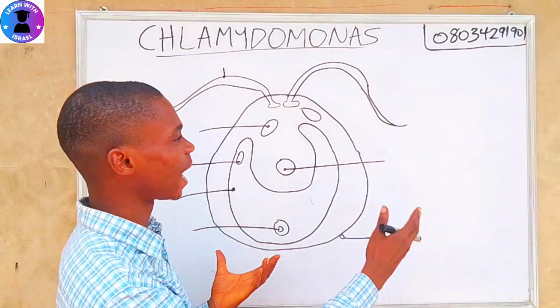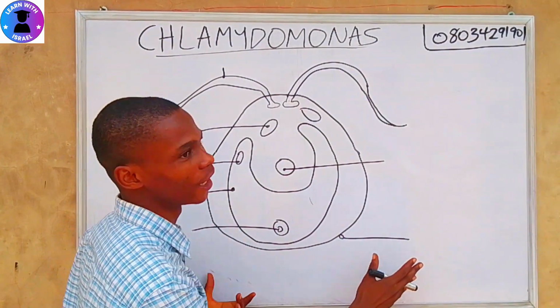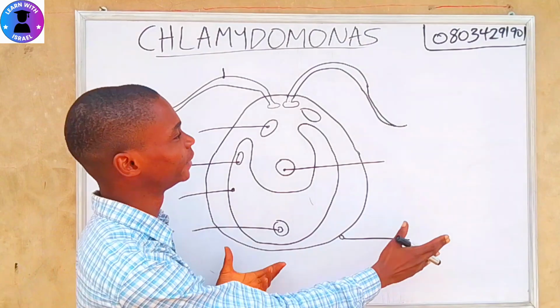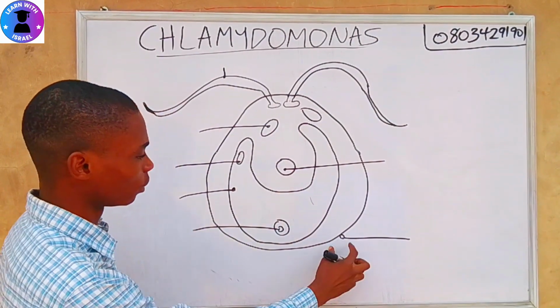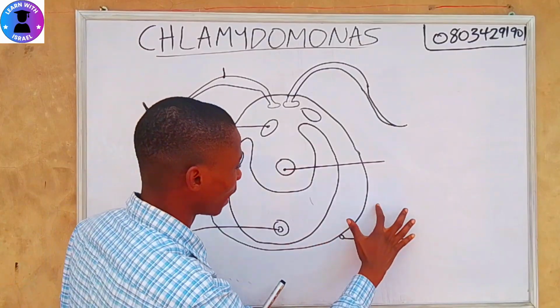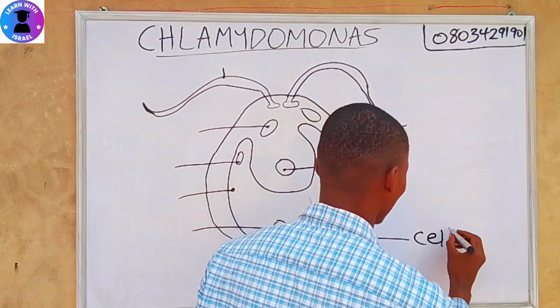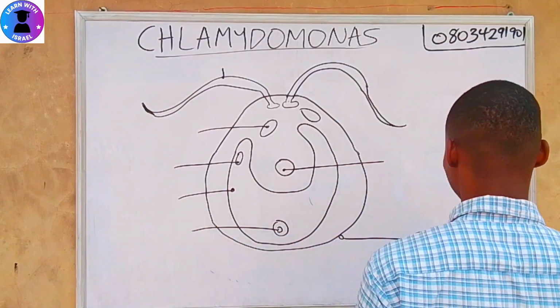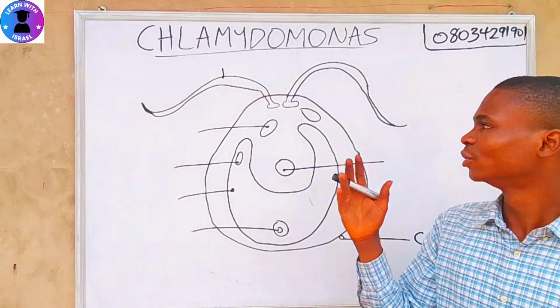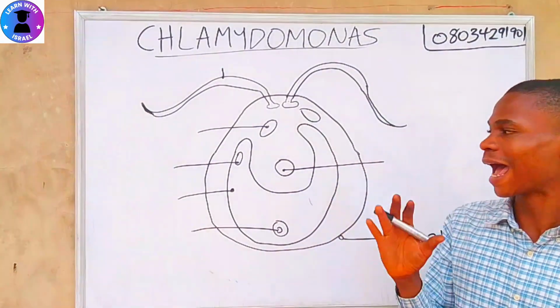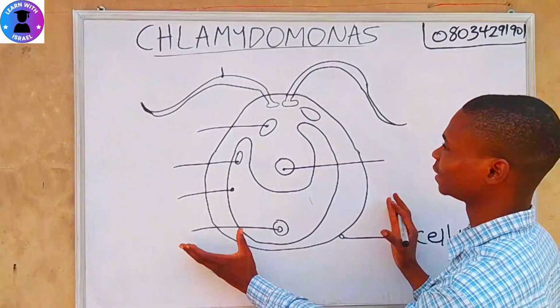So guys, this is the diagram of Chlamydomonas. Please bear with me with this diagram. Let's start with the labeling. We're going to start from here. This part is the cell wall. Cell wall provides shape and rigidity to the Chlamydomonas, and it gives shape to the cell.